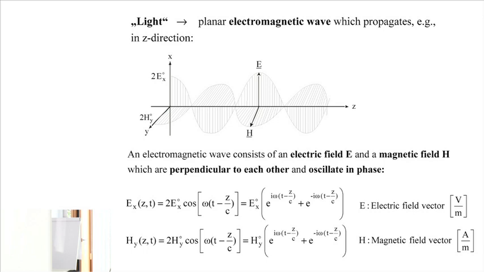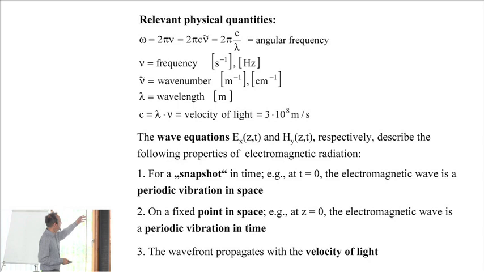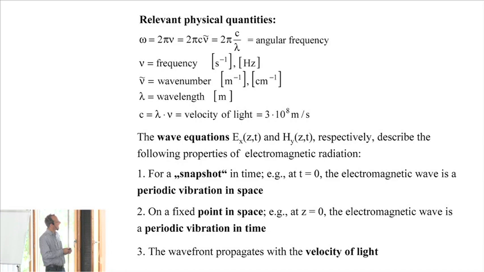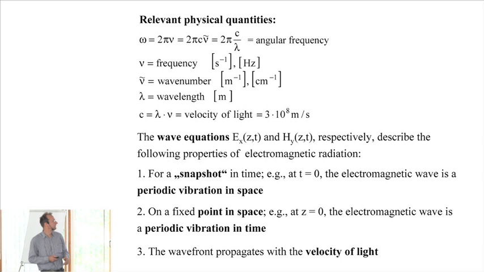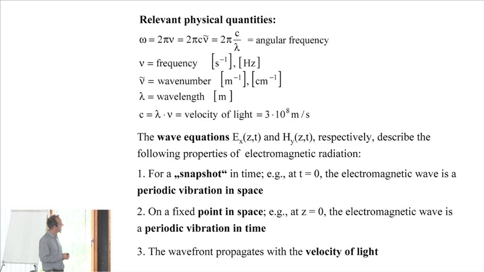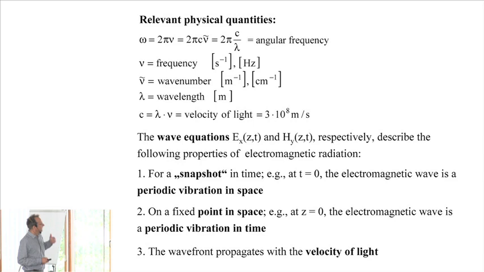Some important physical quantities here, which you may know. Omega equals 2 pi nu is the angular frequency, and often in optical spectroscopy you give your frequencies not in hertz, but in wave numbers, nu tilde. This is 2 pi times c over lambda, where lambda is the wavelength, and the frequency and the wavelength are connected so that their product is just the velocity of light, 3 × 10⁸ meters per second.